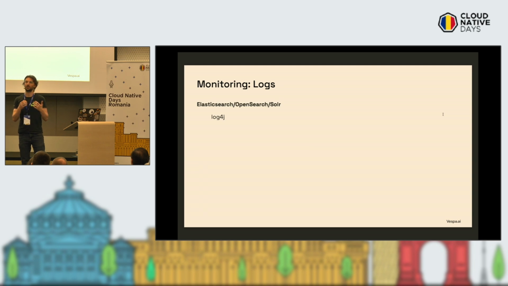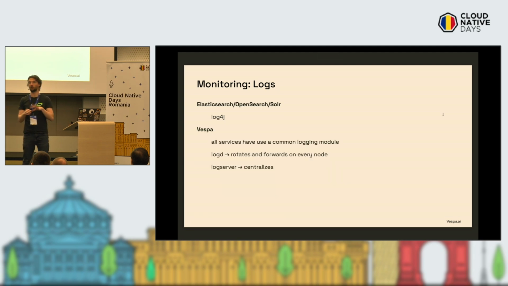With logs, the Lucene search engines use log4j. This is very straightforward. In a Kubernetes setup, you just log to standard output. Everything is fine. Vespa has a more old school approach, again, kind of blaming that on the history, where there is a common logging module, but they all log to files, and then there's a logd service, which rotates the files and forwards them to an admin server, which runs a log server, kind of centralizing all the logs. And this, of course, can be changed in the future, because we have all the specialized logging tools nowadays.